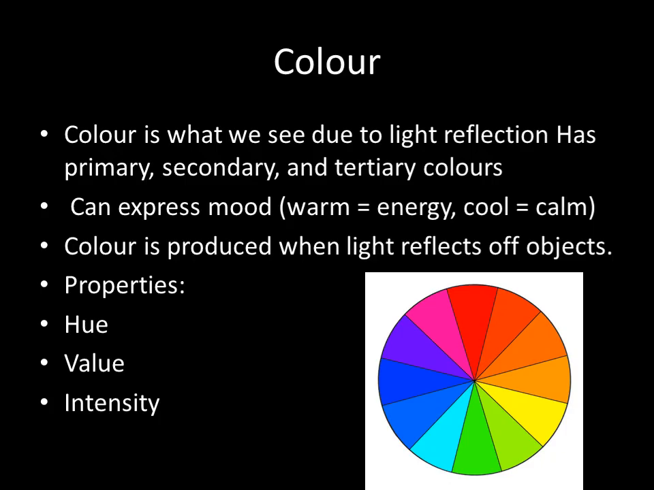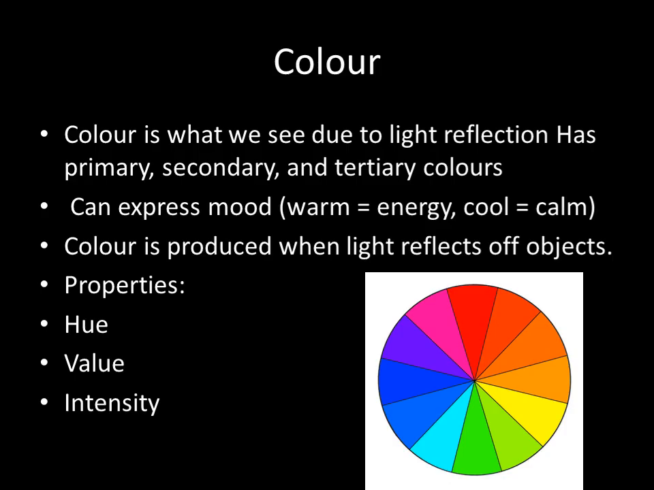Color is also an element of art. So color is what we see due to light reflection. So if there is no light reflection, we can't have color, right? We can't see color. And in color we have 3 kinds: the primary colors, the secondary colors, and the tertiary colors. Primary colors are red, yellow, and blue.